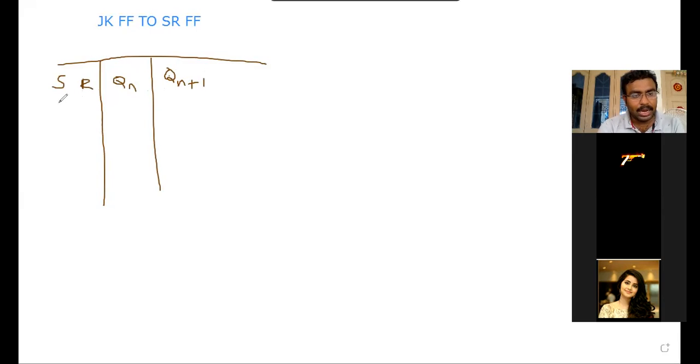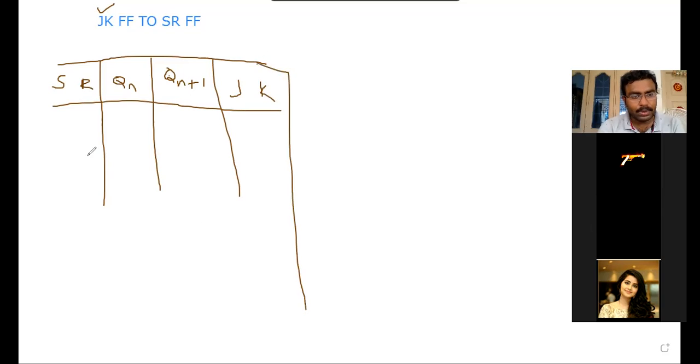And from which flip-flop are you converting, guys? We are converting from JK. So now take J and K inputs here, guys. First of all, let us fill the truth table contents of the SR flip-flop. What are the inputs we need to consider, guys?